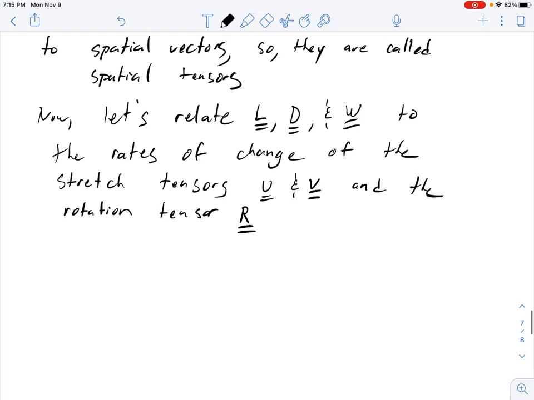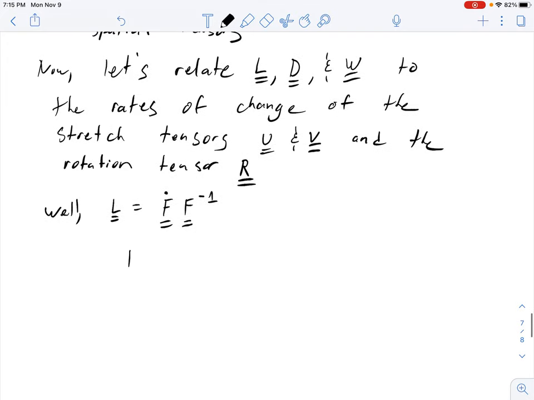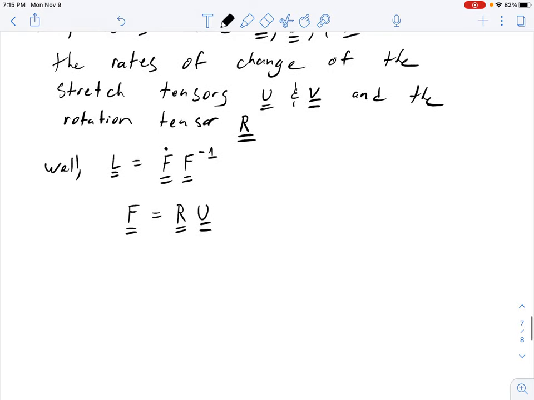All right, well, from before we have that L is equal to F dot F inverse. And let's say that F, the polar decomposition of it, is equal to R U for the right polar decomposition. So F inverse is equal to U inverse R inverse, which is equal to U inverse R transpose, since R is a rotation.